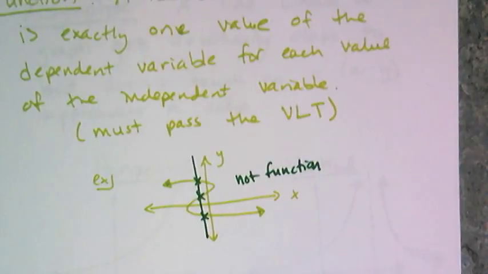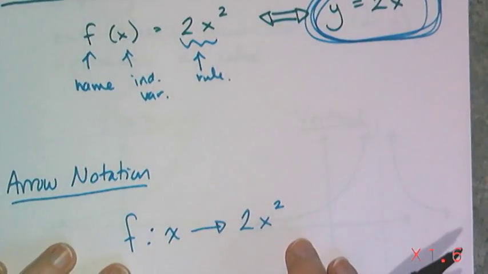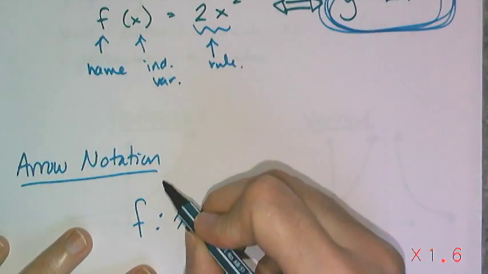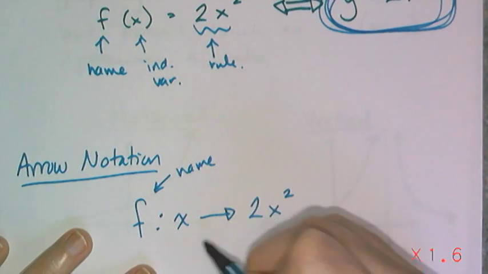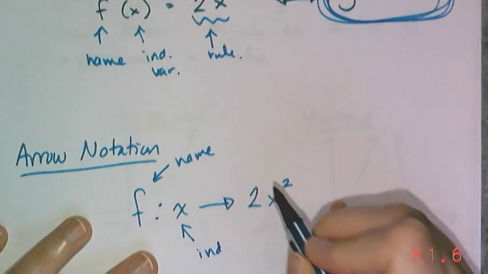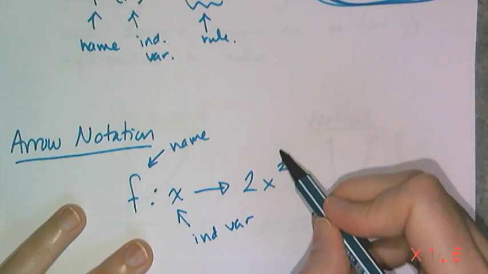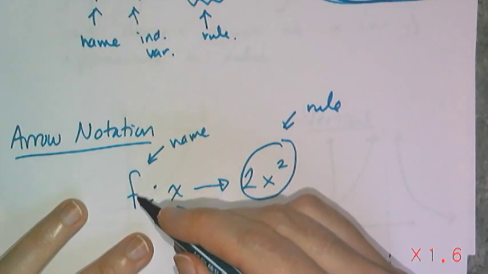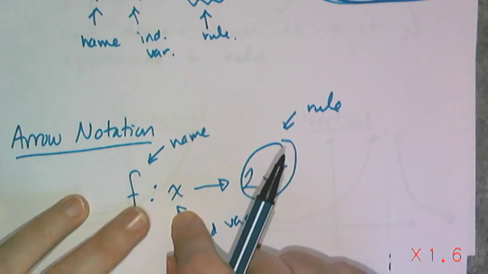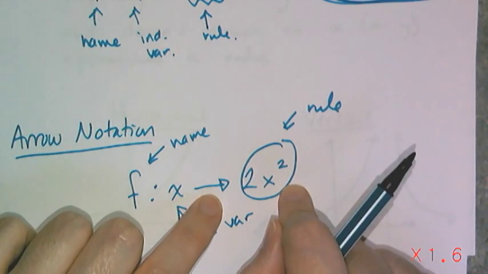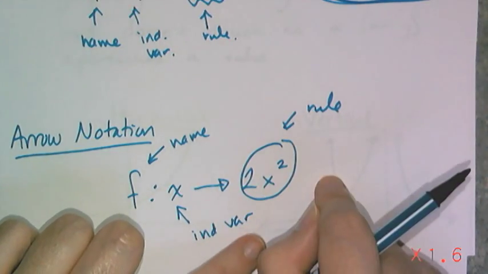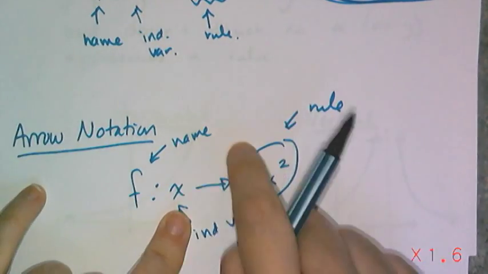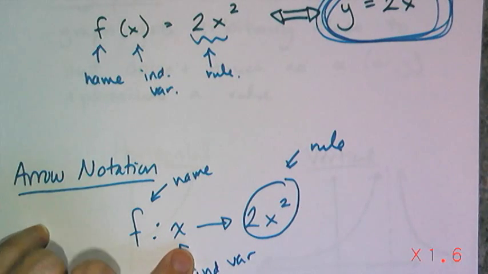Now there's a different type of notation that you'll occasionally see. It's called arrow notation. It's just like function notation, but it doesn't use parentheses. That f is still the name of the function. That x is still the independent variable. And this is the rule, but it's read differently. This says that the function f takes x and maps it to 2x squared. So x becomes 2x squared on the y is what arrow notation means. I don't use this very often because function notation is more convenient.